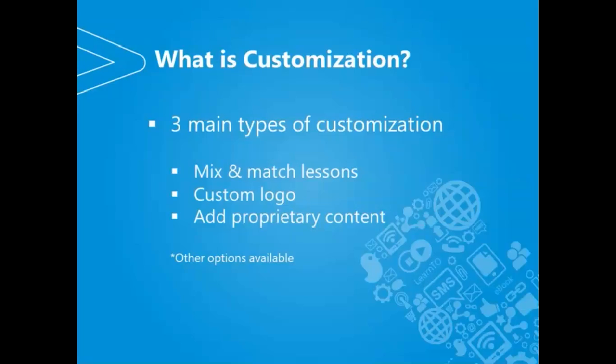Custom logo is the second one. This is on a standard off-the-shelf book. We remove the Logical Operations logo and replace it with yours. There's no customization to the book, and there's three ways that you can do this. You can have the logo in black and white, in color, or you can go as far as to create your own custom cover art. The third one is adding your own proprietary content. This allows you to add specific company-related information to our content. Again, there are many additional options, so if you have a specific or a unique requirement, just reach out to me to discuss.